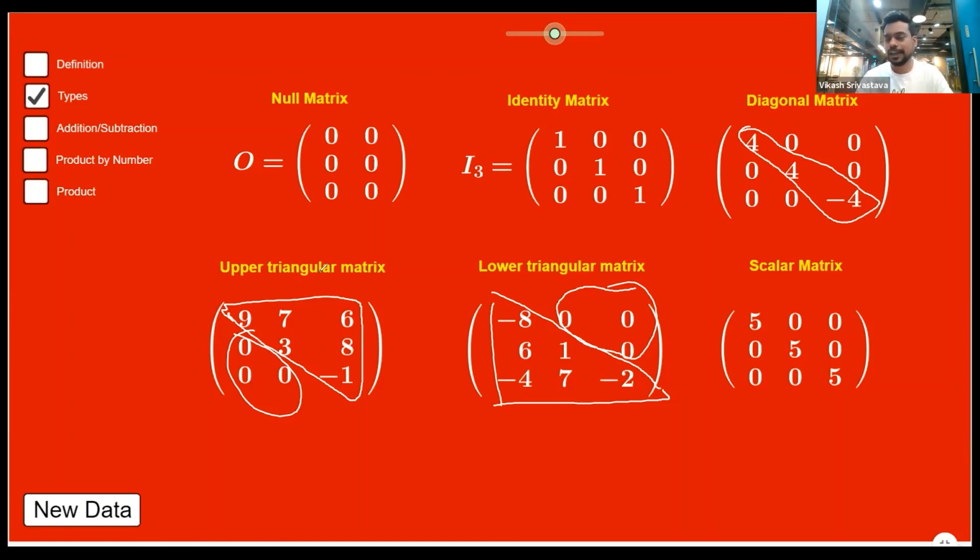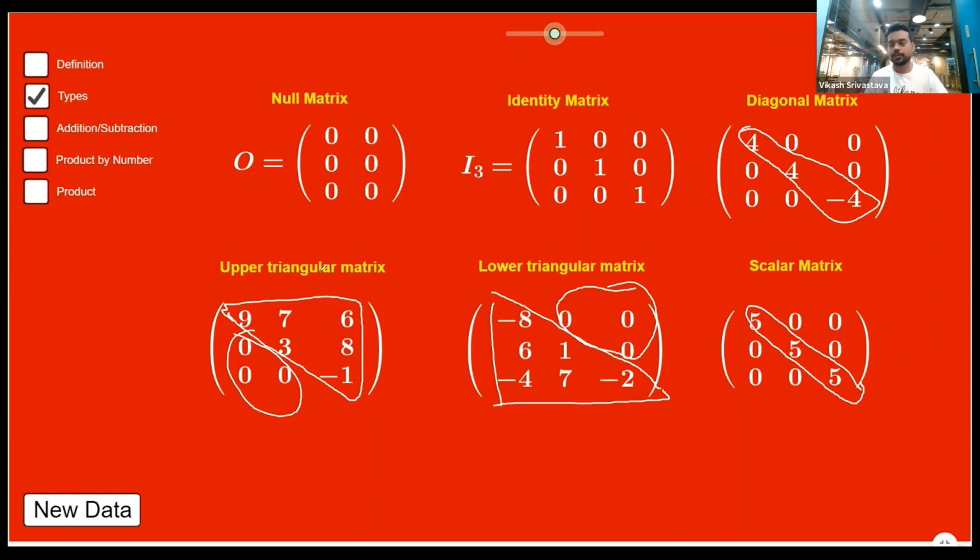Okay, so the next matrix is the scalar matrix. A scalar matrix will have the same elements along the diagonal. Essentially, if you multiply this identity matrix by the number 5, you'll get a scalar matrix. I'll talk about the multiplication of matrices with a number, with another matrix, etc.